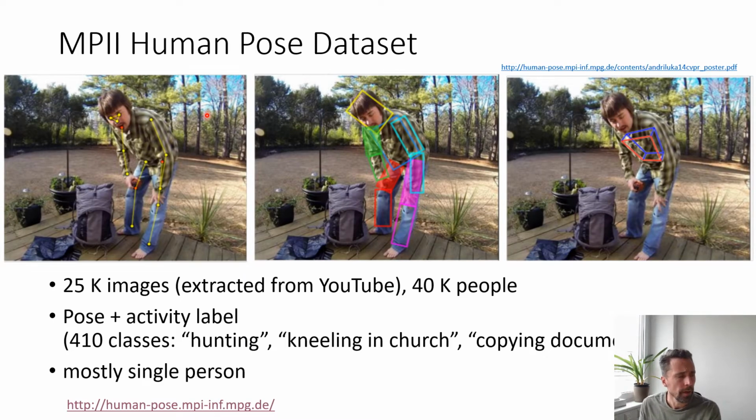Another quite large data set with 25,000 images was published by Max Planck Institute. It also comes with 410 classes describing what that pose actually is on an abstract level, right? So hunting or kneeling in church or copying documents are all within these 410 classes. Again, this human pose data set only has, or mostly has, single persons.